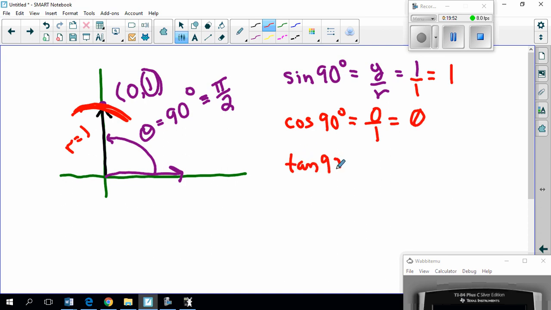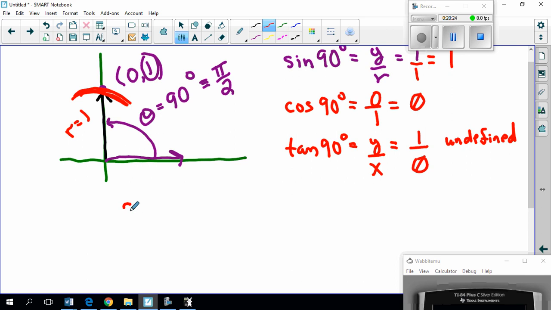Tangent 90 is y over x. So 1 over 0, undefined. Cannot divide by 0. Graphically usually means vertical asymptote, some type of hole, some type of junk. I'll tell you in this case, it is a vertical asymptote. And then obviously there's the 3 reciprocals. But the reciprocals are not as obvious, I should say.